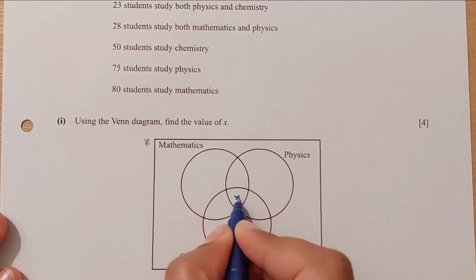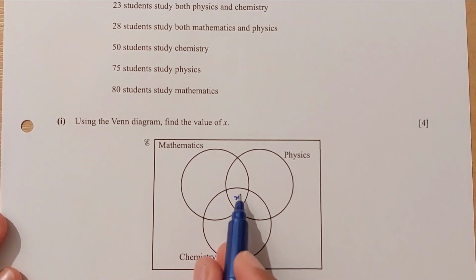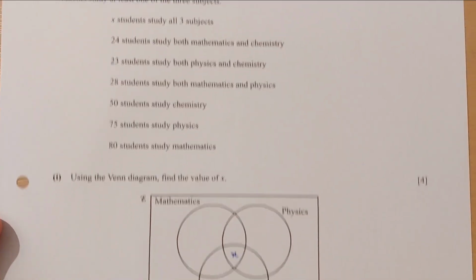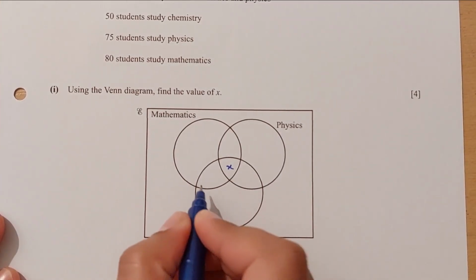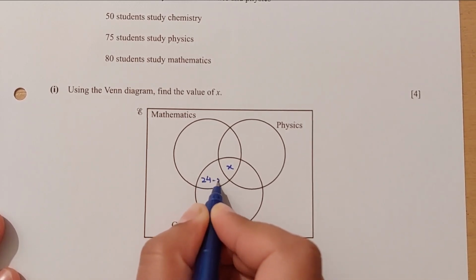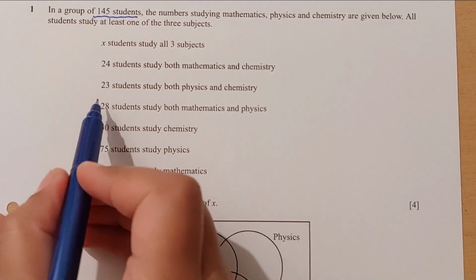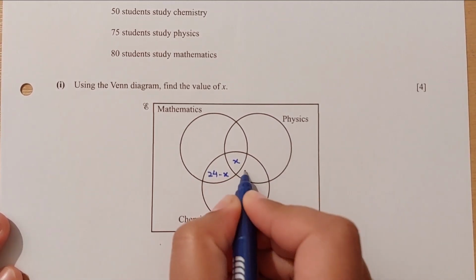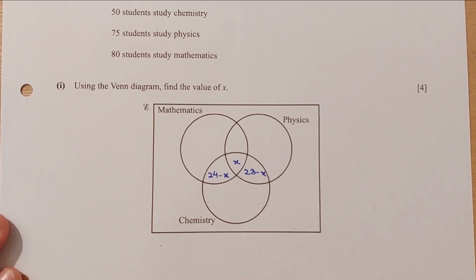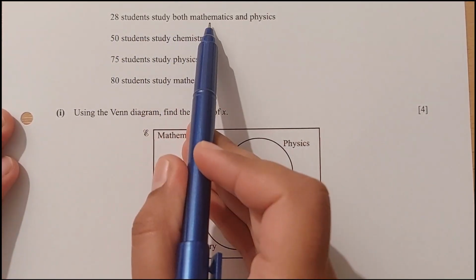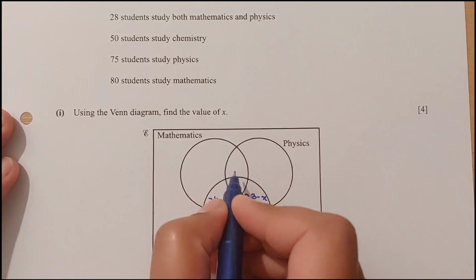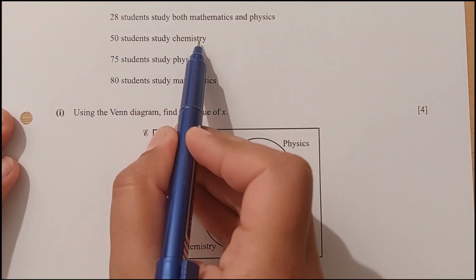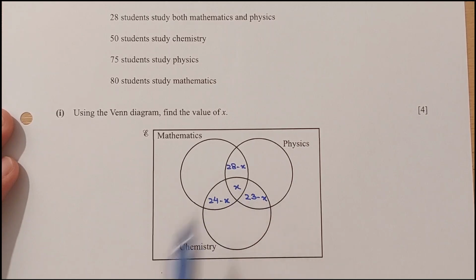The X students study all three subjects, mathematics, physics and chemistry, the intersection of all three. 24 students study both mathematics and chemistry, so the intersection is 24 minus X. 23 students study both physics and chemistry, so this is 23 minus X. 28 students study both mathematics and physics, so this is 28 minus X. Now 50 students study chemistry, so this total is equal to 50.